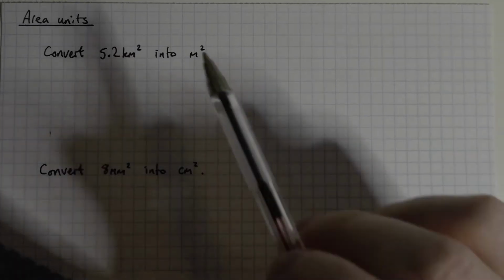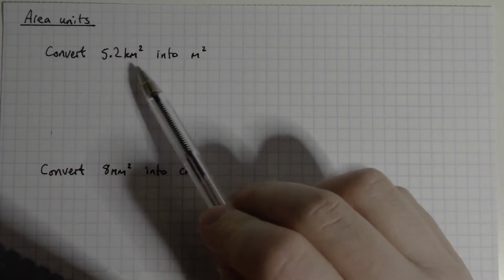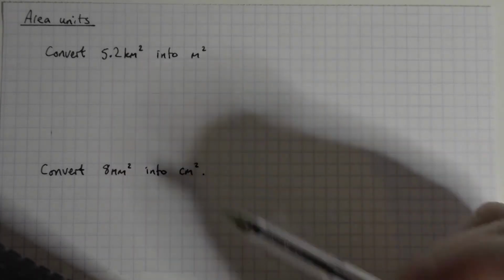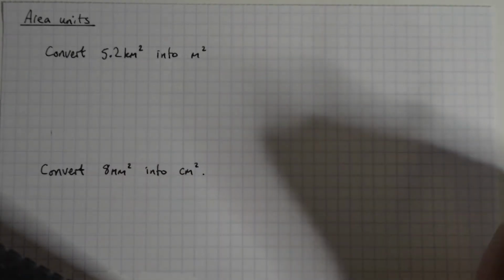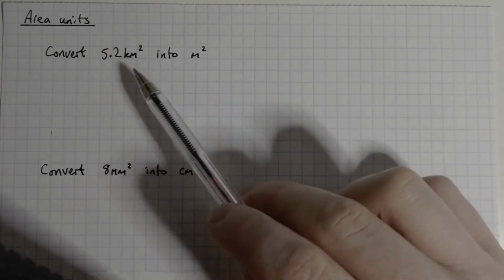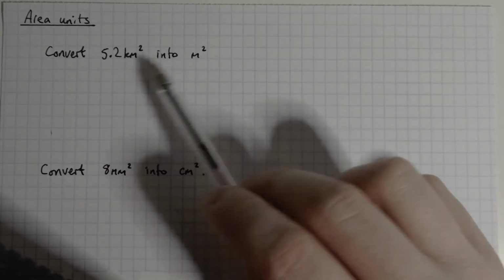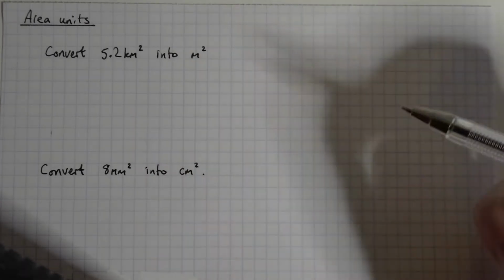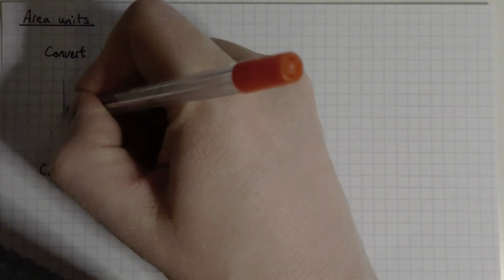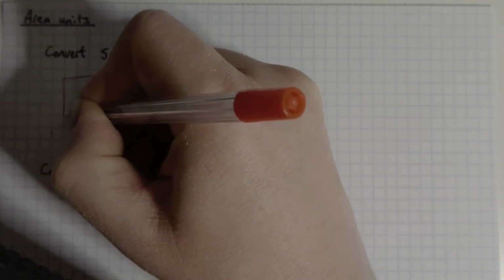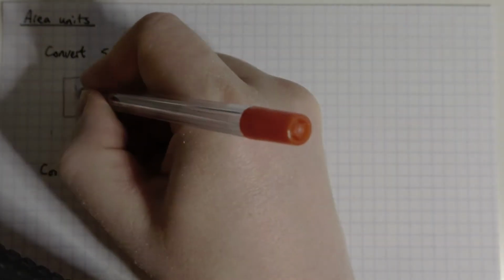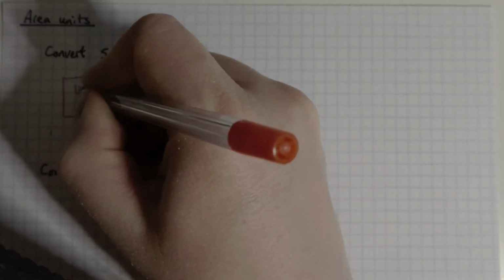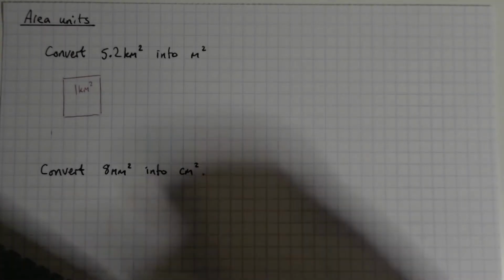So suppose I want to convert 5.2 kilometers squared, or square kilometers, you can read that out loud either way, into square meters. What I do is I pick the larger of the two, so square kilometers are bigger than square meters, and I draw a little diagram. So this square here is supposed to represent 1 square kilometer. And 1 square kilometer is just 1 kilometer by 1 kilometer.